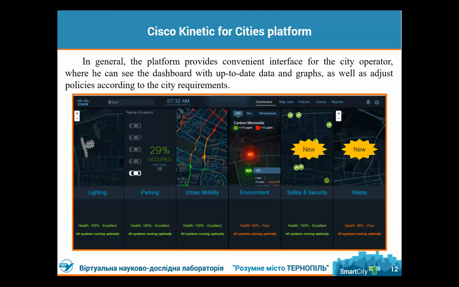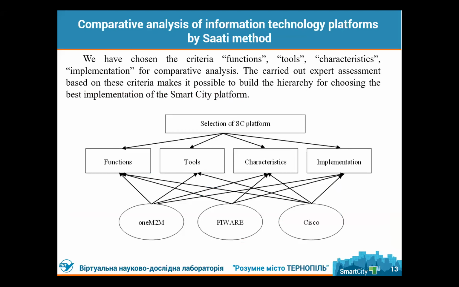The next slide shows a comparative analysis of information technology platforms by the SAATI method. In this paper, we have chosen the criteria: functions, tools, characteristics, implementation for comparative analysis. The expert assessment carried out based on these criteria makes it possible to build the hierarchy for choosing the best implementation of the smart city platform. The results of expert assessment on a 10-point scale are represented on the next slide.